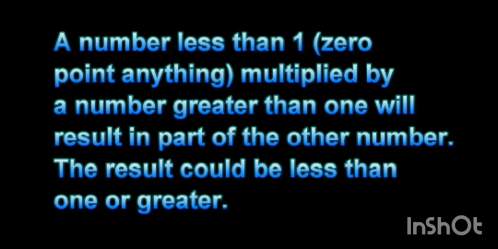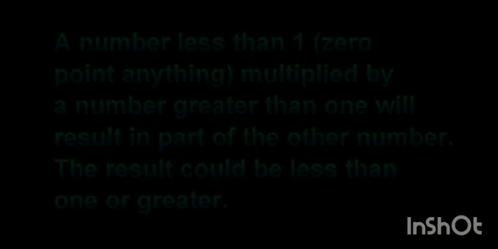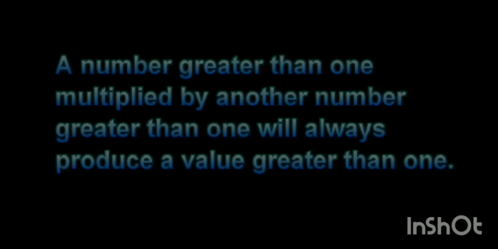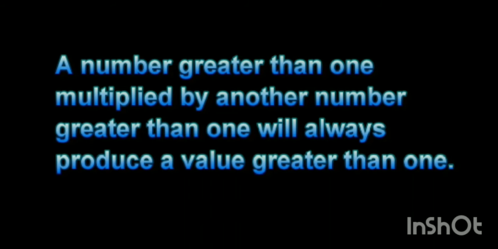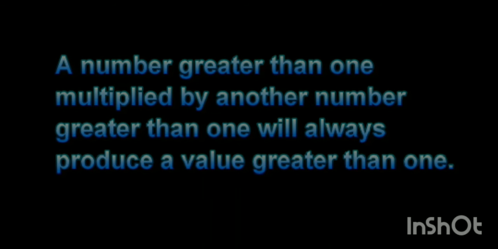Now, if you are multiplying a value less than 1 by something greater than 1, that means you are going to be shading part of something that is greater than 1. And when multiplying two values that are greater than 1, that just means you're going to end up with more than what you started with. You are not going to shade part of anything. You're just going to add on to what you already have.